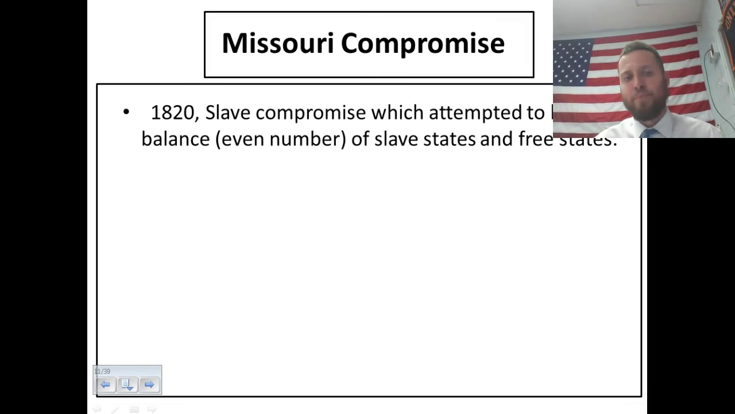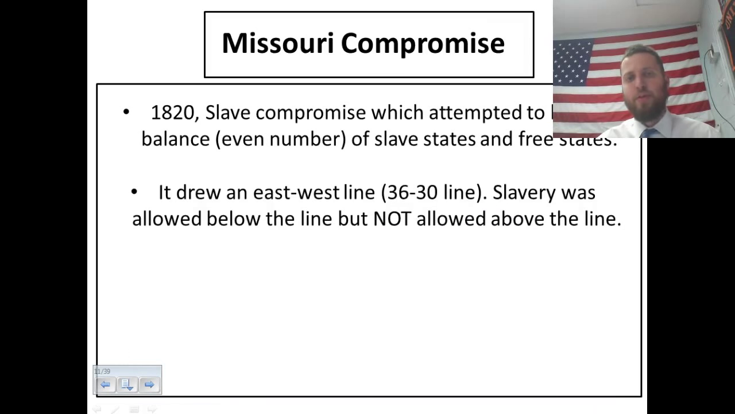So write this down. In 1820, the slave compromise, which attempted to keep a balance, meaning an even number, of slave states and free states. Cool? Beautiful? Hey, it drew an east-west line. It was called the 36°30' line. It drew a line of latitude. You know, slavery was allowed below the line, but if you're above the line, it's not allowed.